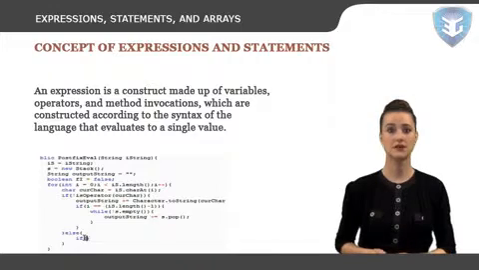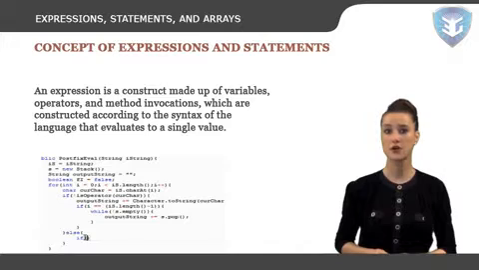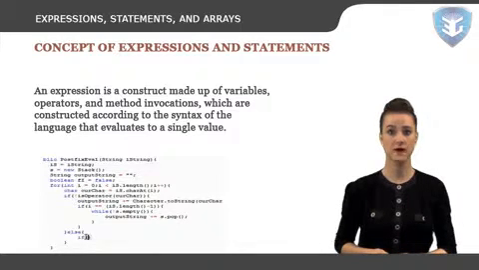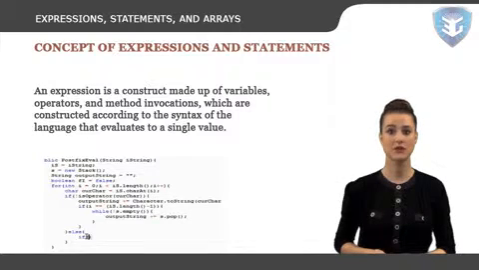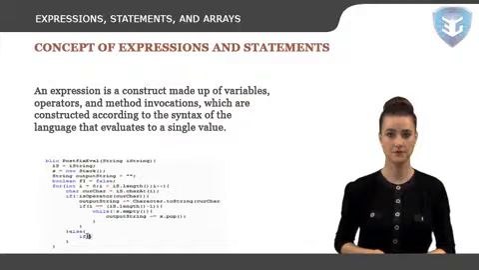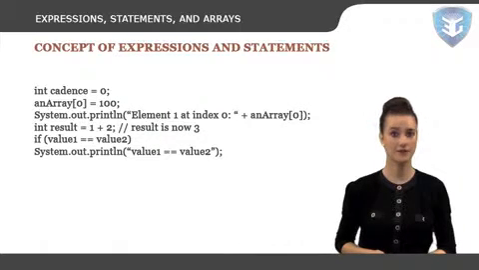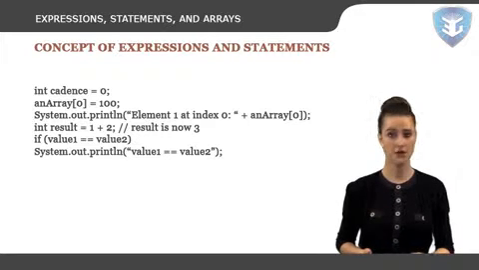An expression is a construct made up of variables, operators, and method invocations, which are constructed according to the syntax of the language, that evaluates to a single value. Another difference between the source files of C++ and the source files of Java is that Java source is written in Unicode, a 16-bit international character set standard. If one creates an ASCII source file, the Java compiler will treat the ASCII characters as if they were the equivalent Unicode characters. An example of expression is as shown.